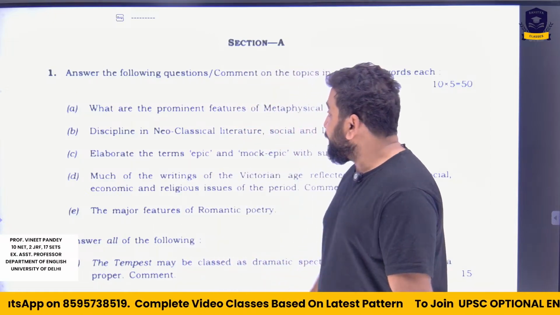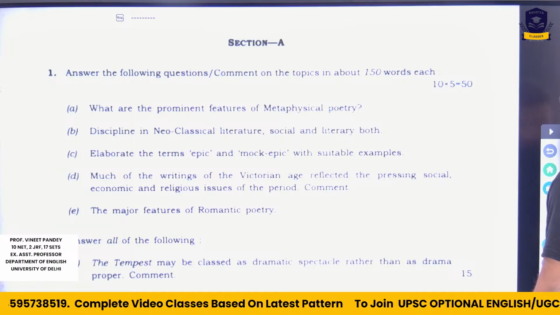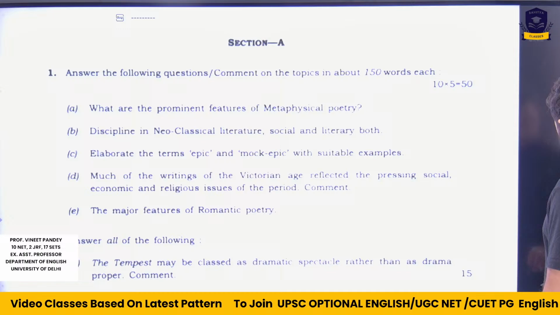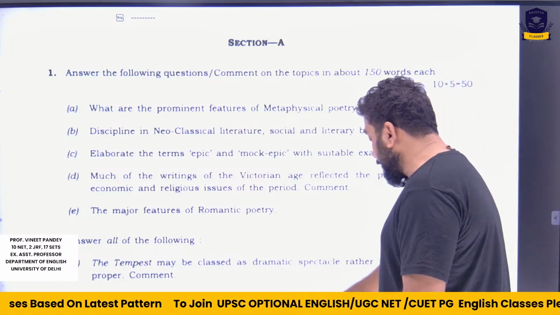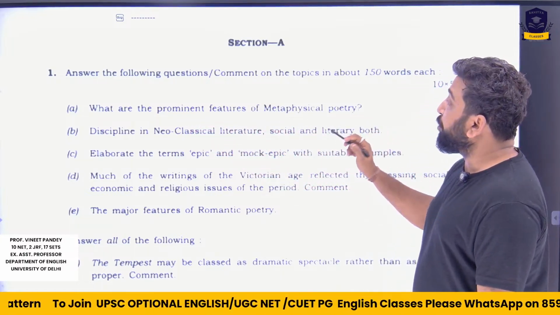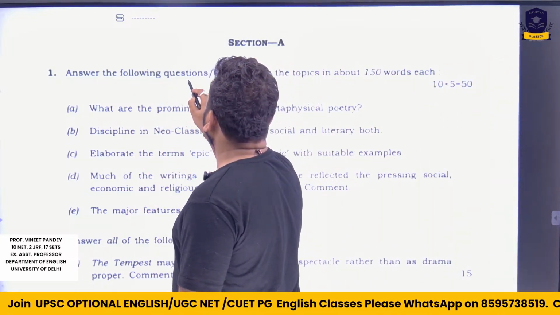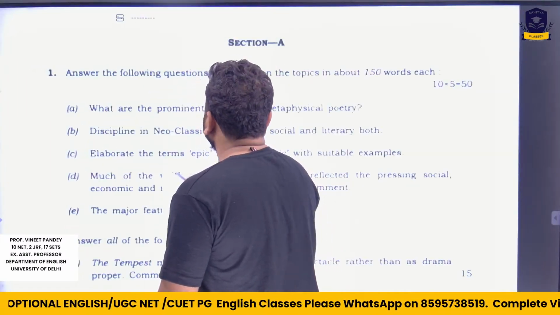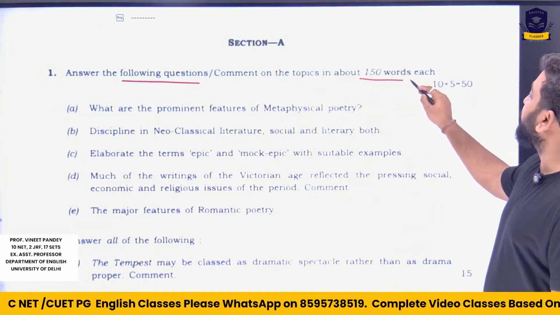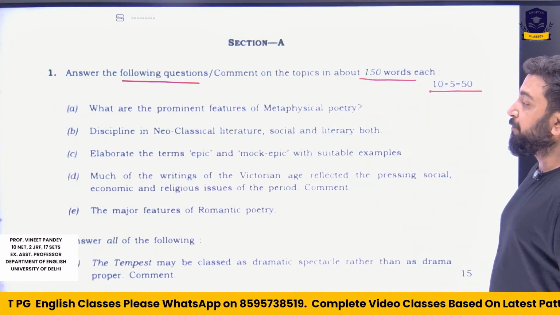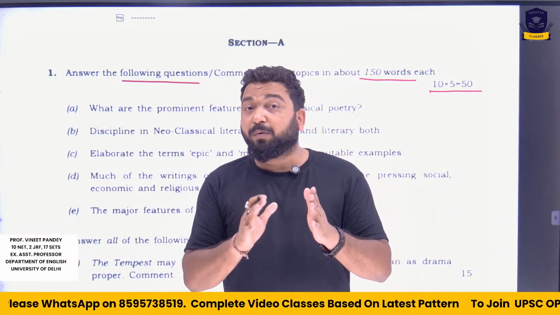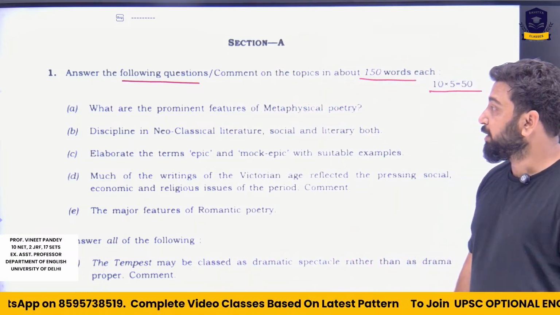English. See this thing. I'll take the pen here. Okay, here we have the pen. So what are the prominent features of metaphysical poetry? You can see this thing. Answer the following questions, comment on the topics, and it's 150 words, 10 marks for each. 5 questions, 10 marks for each, total 50. Now, let's see the questions one by one, then we'll get back.